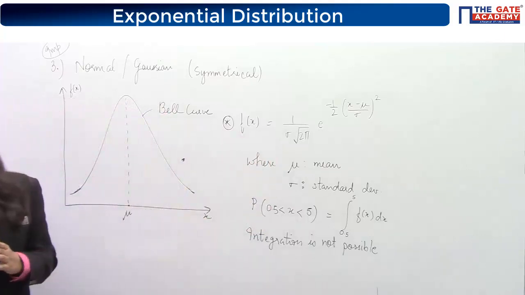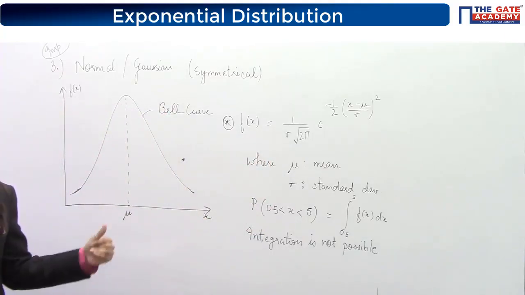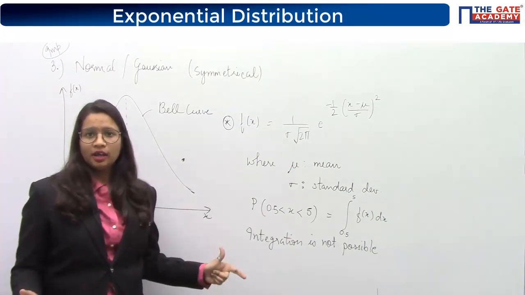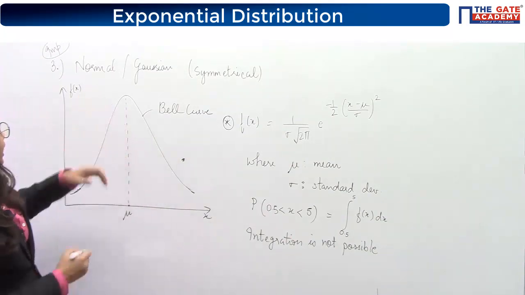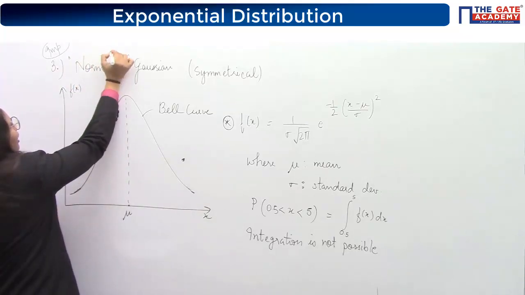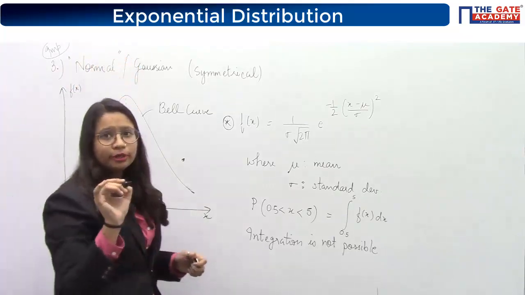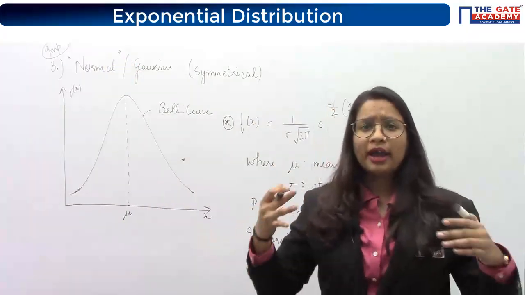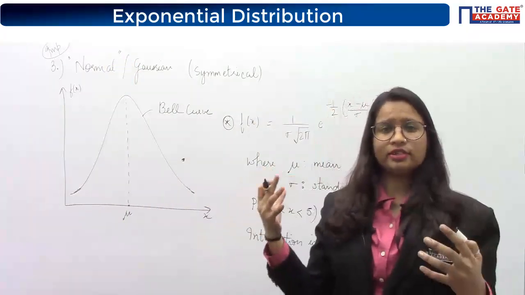Okay. So what I was asking you, that this integration is not possible. Now this is known as the normal curve. And why is it known as the normal curve? Because this distribution is followed by every normal real life situation.